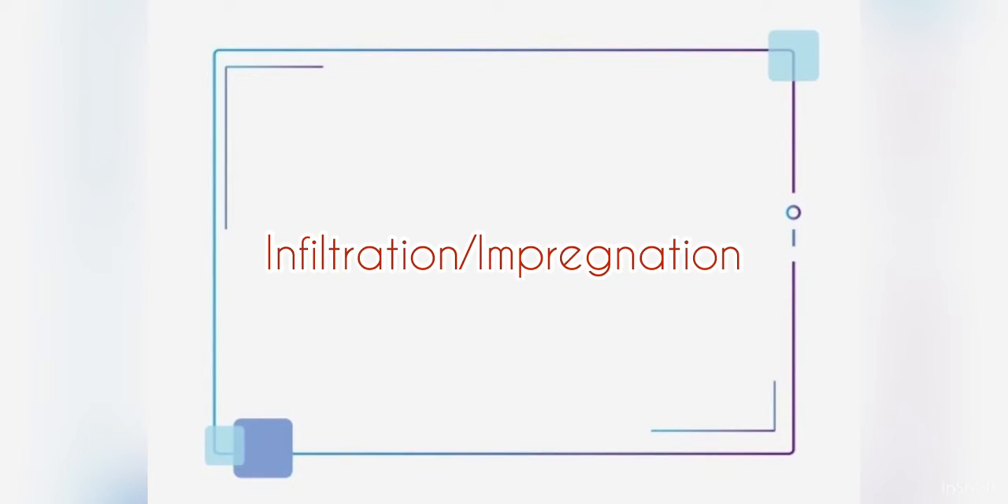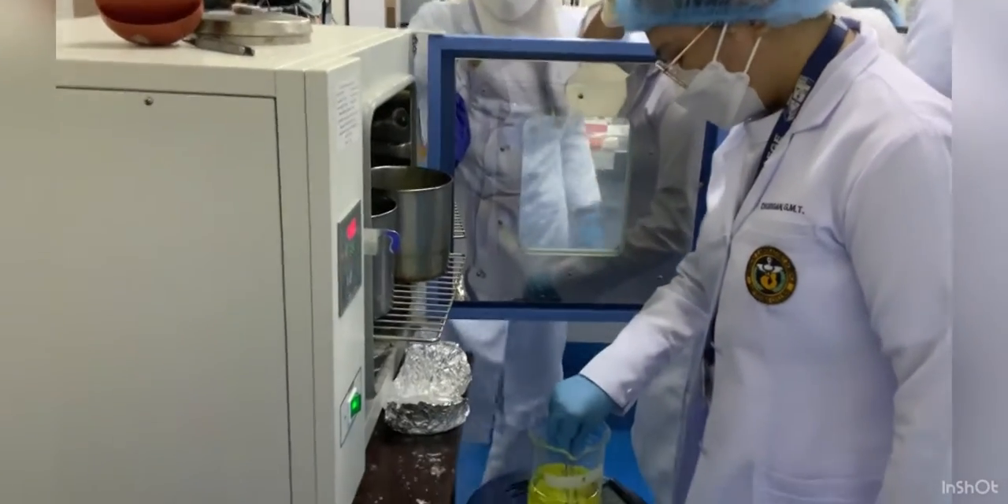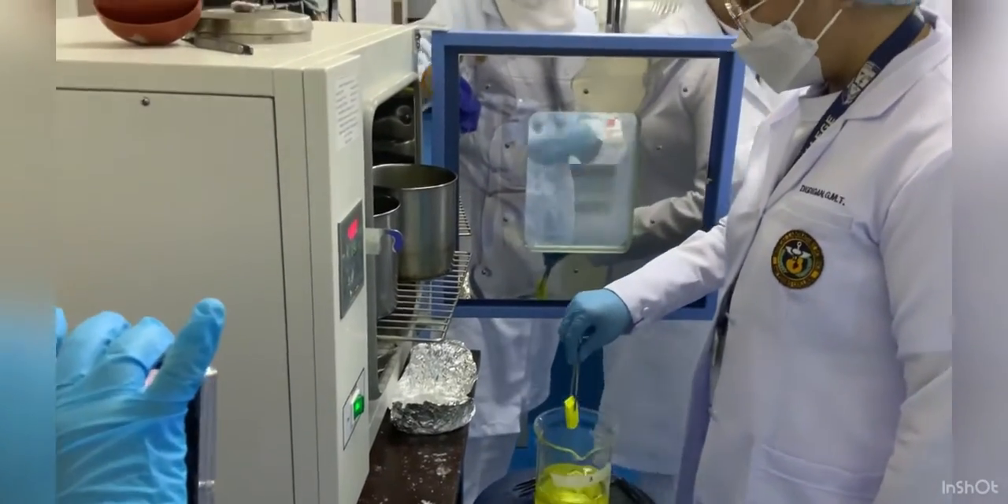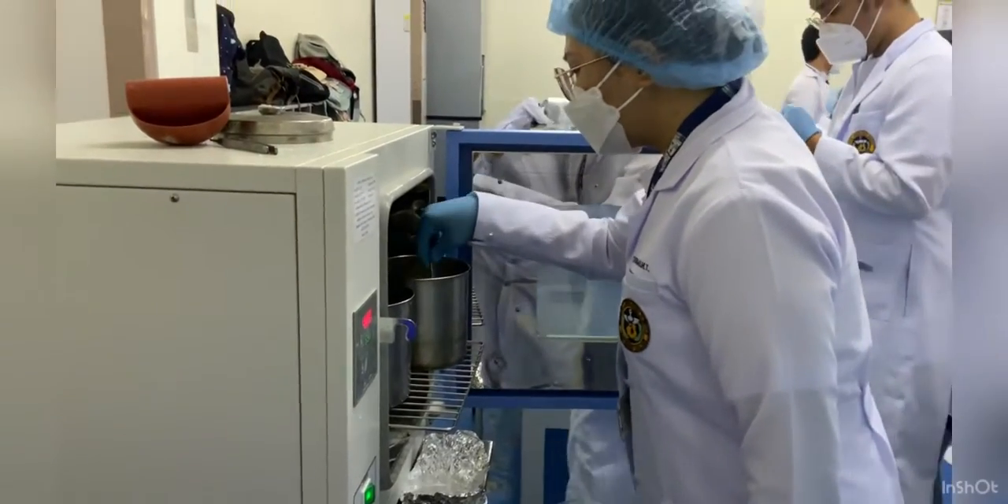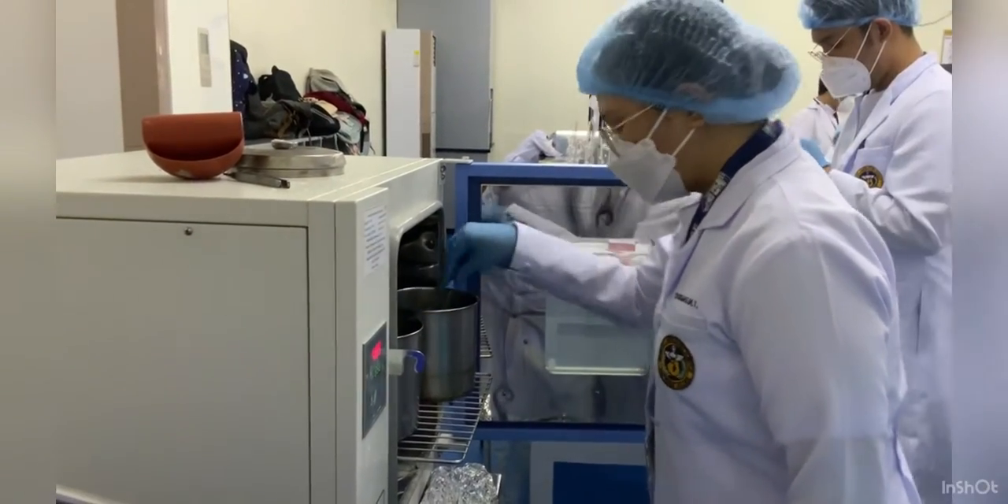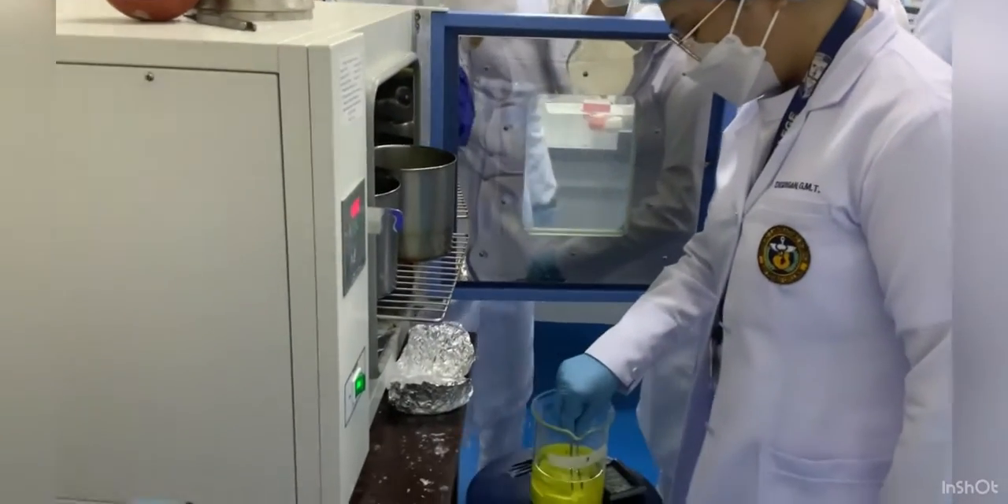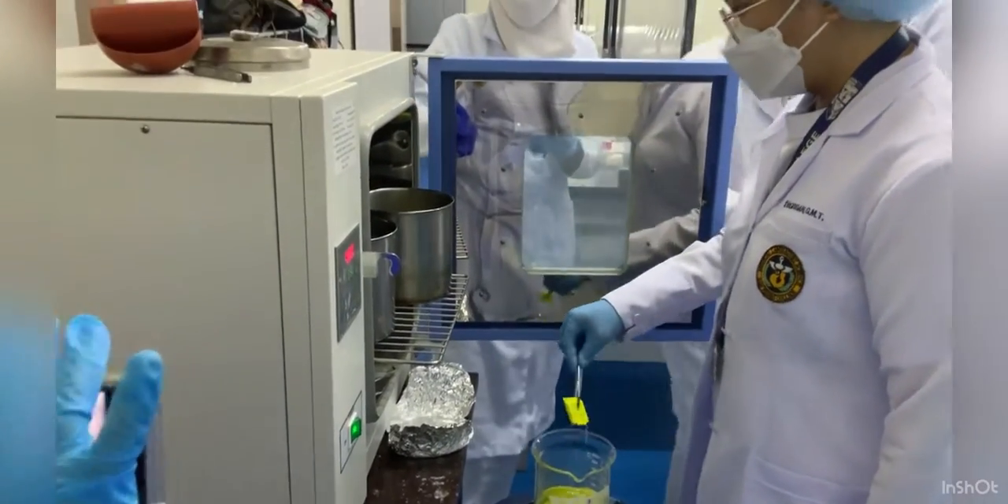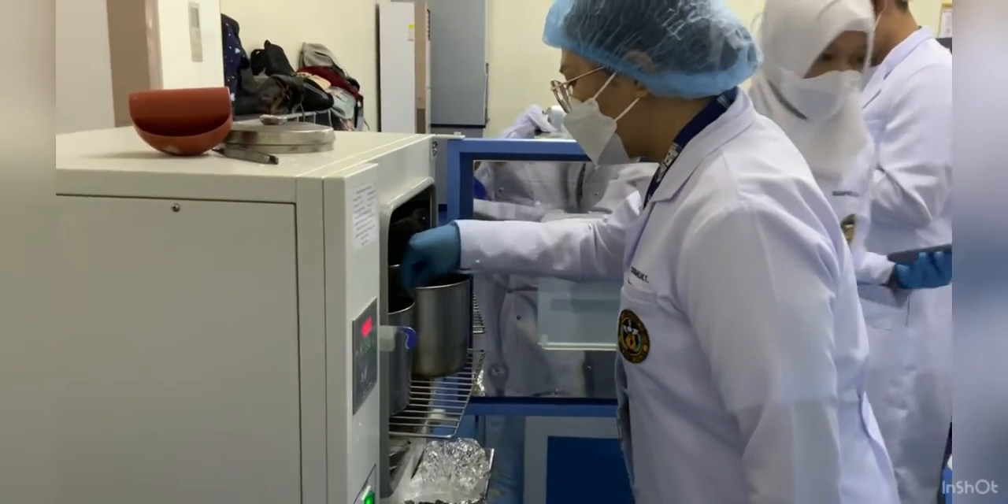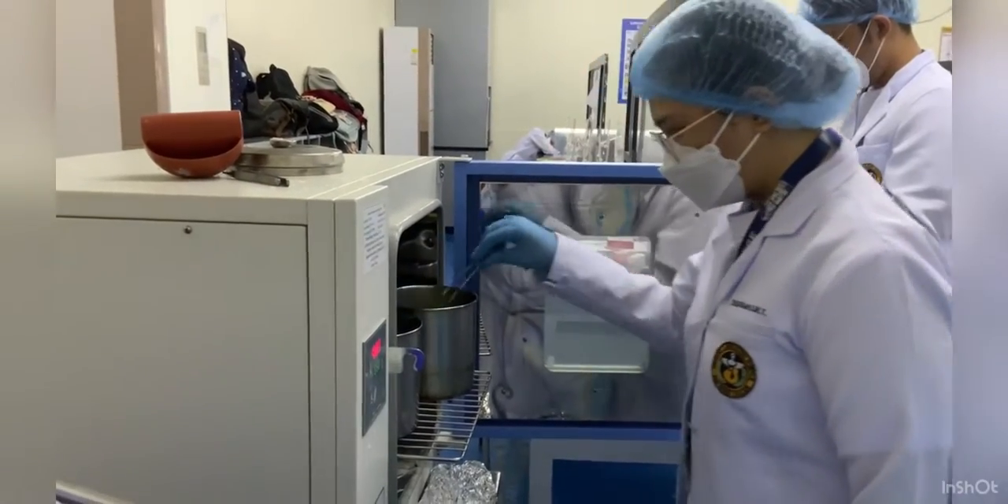Next step, after clearing is infiltration or impregnation. After 30 minutes in saline, transfer the tissue sample to station 1 with wax and leave it for 45 minutes. Do this 3 times, but the next station would be for 45 minutes and the last station would be for 60.